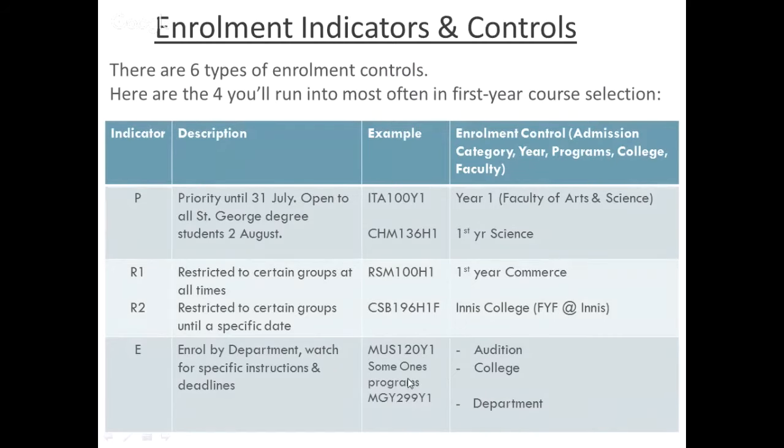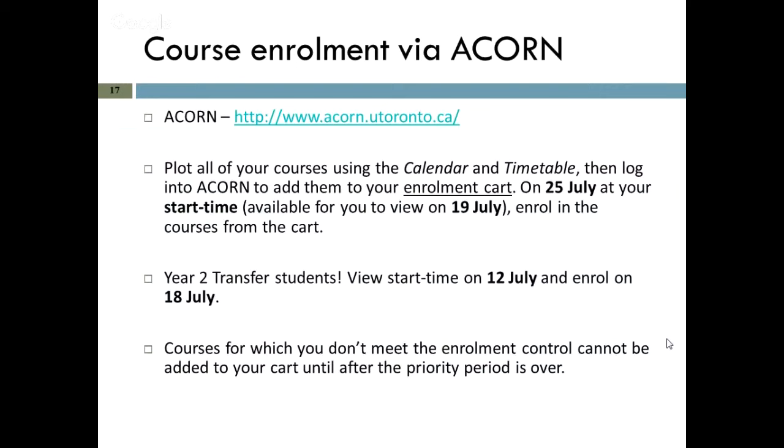So some are programs where you need to apply to them, and the department will enroll you. And then some, like this MGY 299, for example, is a research course. You need to apply and be admitted, and then the department will enroll you. Okay, all course enrollment happens on Acorn. Become familiar with Acorn now.